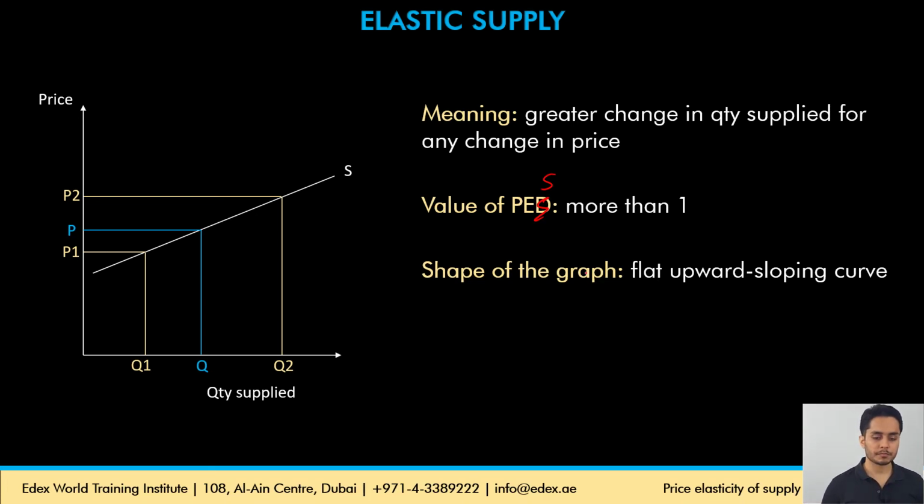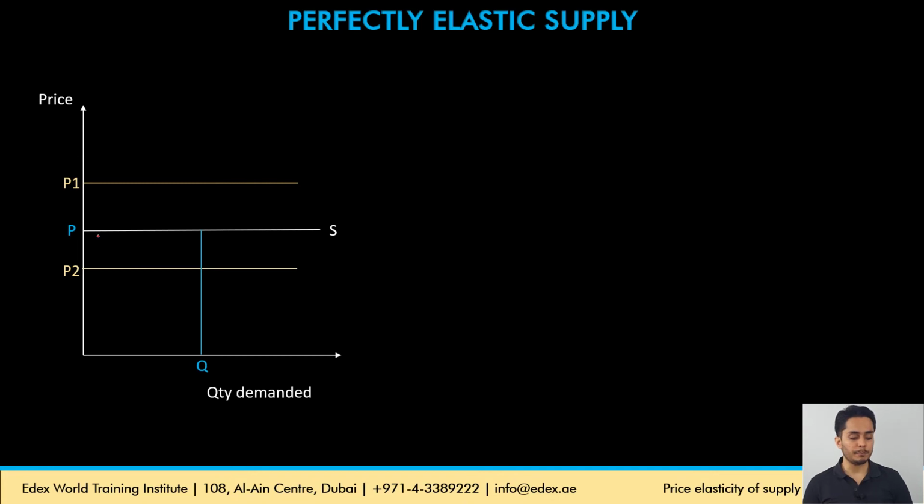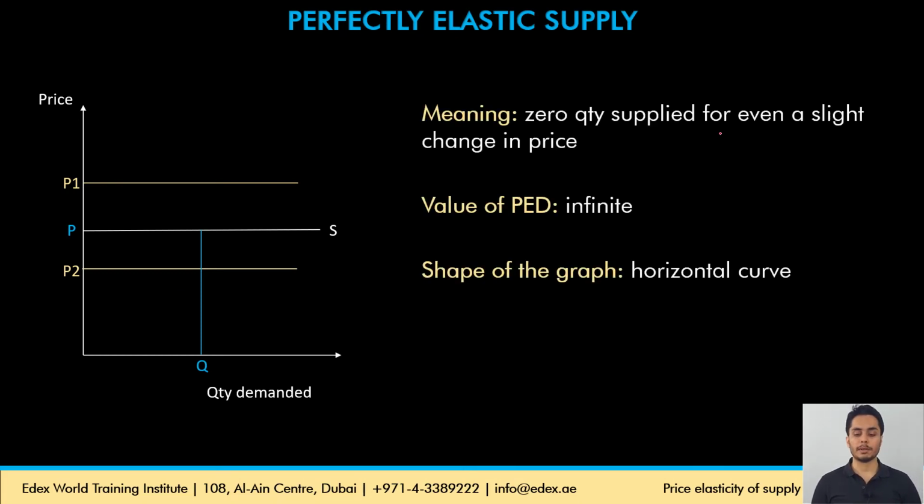And finally, we have the perfectly elastic supply, which means that for even a very small change in price, the supply changes completely. So the shape of the graph will be a horizontal line. At price P, the quantity supplied is Q. If you change the price from P to P1 or from P to P2, the quantity supplied becomes zero. There is no quantity supplied at any other price. So meaning zero quantity supplied for even a slight change in price. Value of PES will be infinite. Okay, and the shape is a horizontal curve.